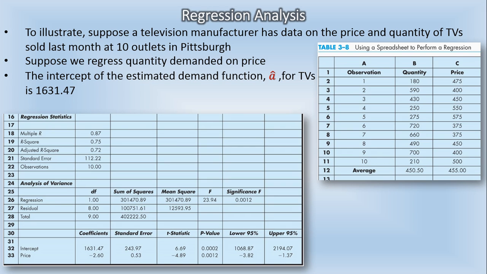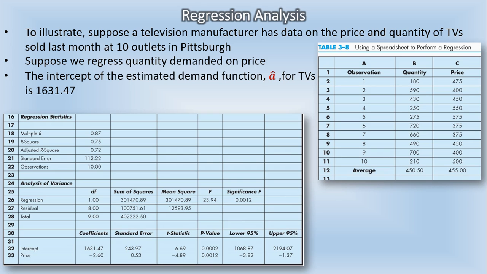All right, so down here we're going to have estimates of our coefficients. So the intercept for the line, A hat, is going to equal 1631.47 for TVs, basically telling us that the quantity demanded of televisions is 1,631.47 units independent of price. Because we haven't included other variables to explain the quantity demanded, we only included price, there is some quantity demanded that's independent of the price. It is a constant, right?